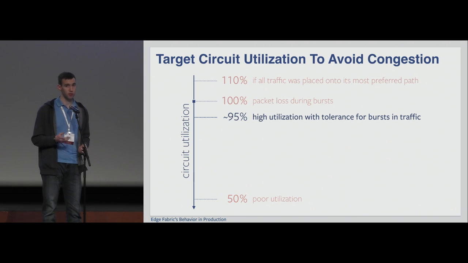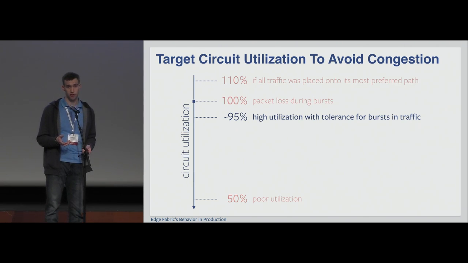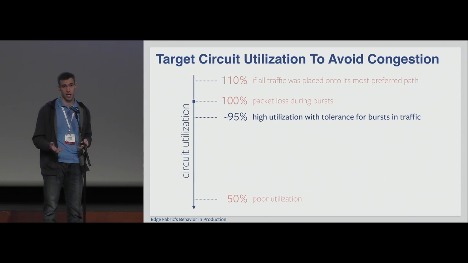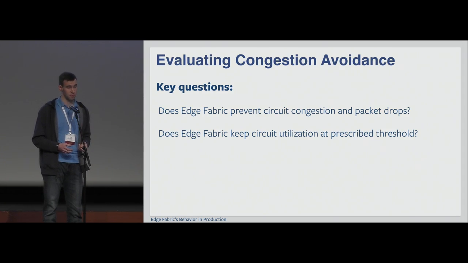So in general, what we strive for based on operational experience is achieving 95% utilization. And this allows us to have high utilization with tolerance for bursts in traffic. Now the key question here is, can we maintain that utilization without any packet loss? So what we're going to look at now is two key questions. Can Edge Fabric prevent circuit congestion and packet loss? And can we keep the utilization of circuits at that 95% threshold?